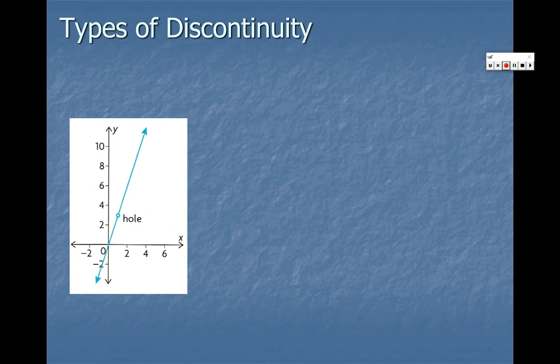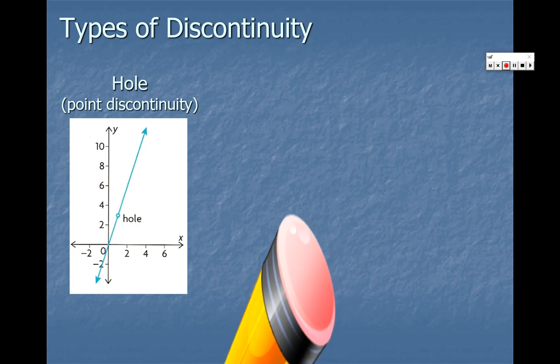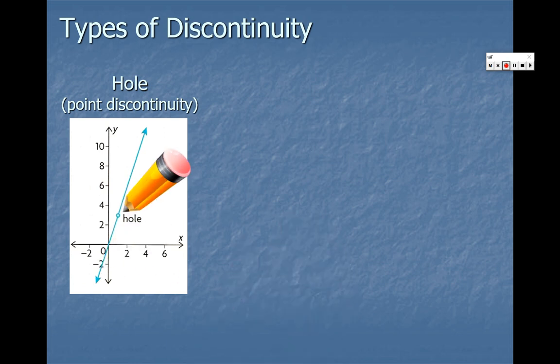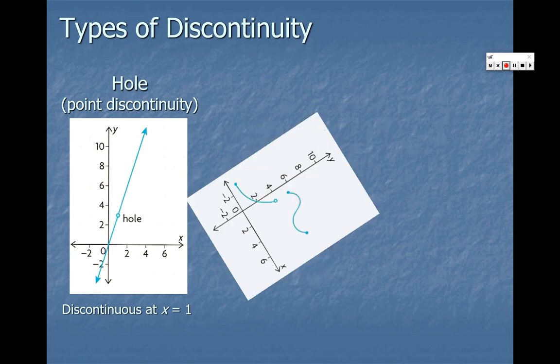Here are the discontinuities we've mentioned so far. Holes. A hole means this function goes for a while, then stops. You have to lift your pencil and go over here and draw it like that. Watch the pencil. What we're saying is there's a gap there. I know we put a little circle there, but the circle isn't part of the graph. The circle is just like, everybody, look. It's a hole. We call that point discontinuity.